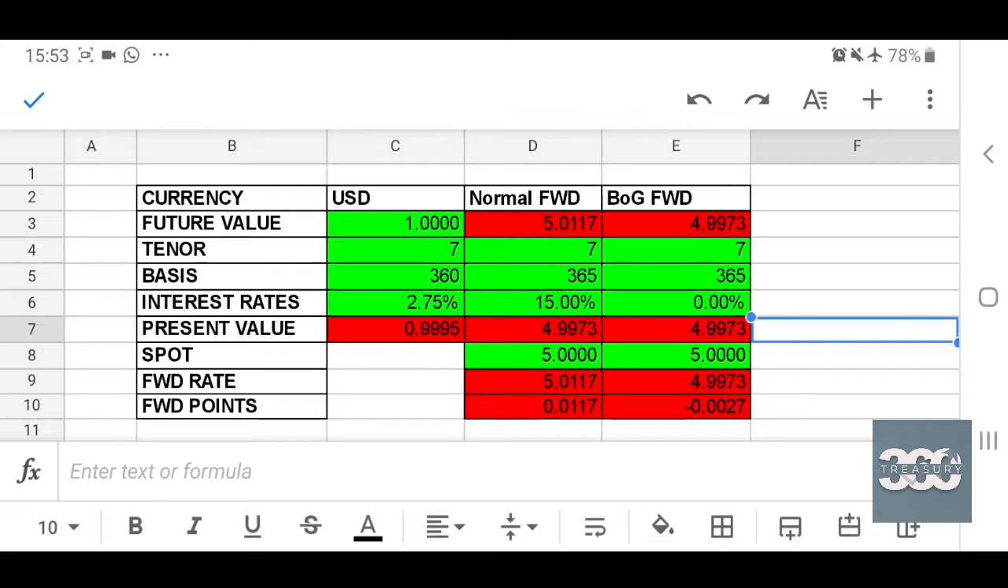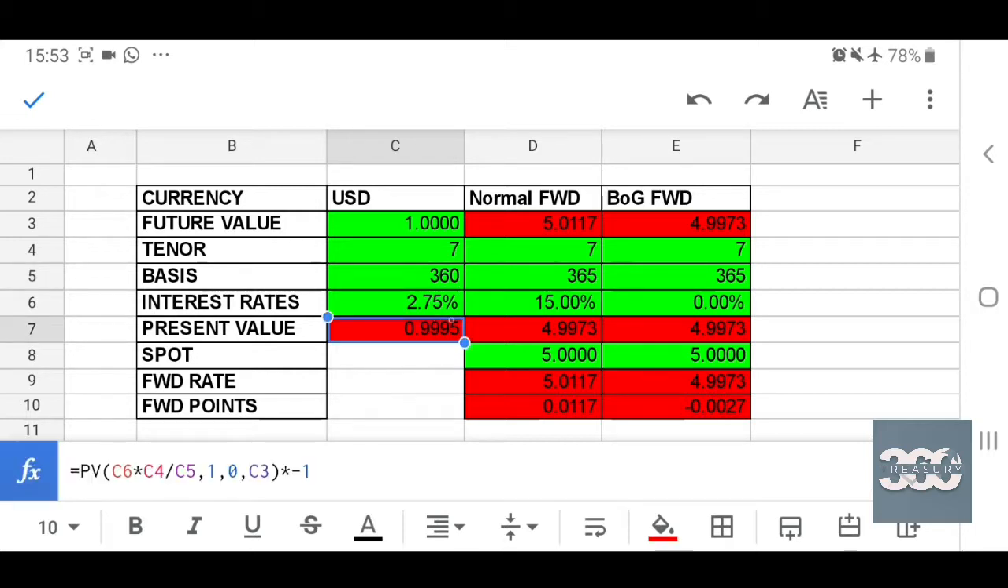Okay, so to explain this, first we have our 1 USD here, which is the future value that we are looking to price. We have the tenor of the forward, which is 7 days. We have the basis of USD, which stands at 360 days, and the interest rate is 2.75% per annum, and we want to present value $1 as per these parameters.